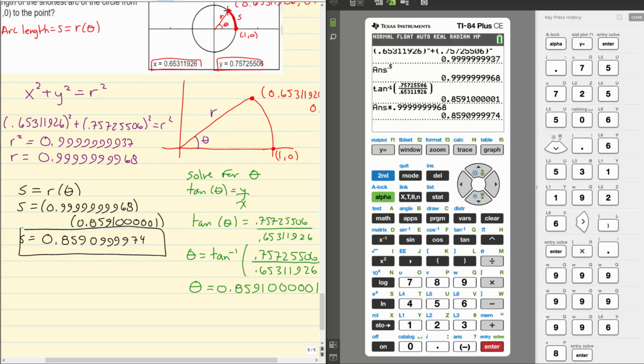Now when you're working the last few problems in here, you're going to apply this idea of arc length, this idea of plugging in values, and also the concept of the unit circle and how it relates to our trig functions. So all of the information we've learned so far is finally coming together here.